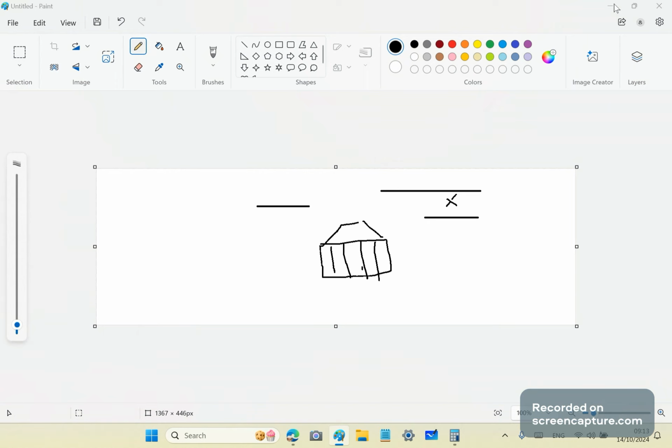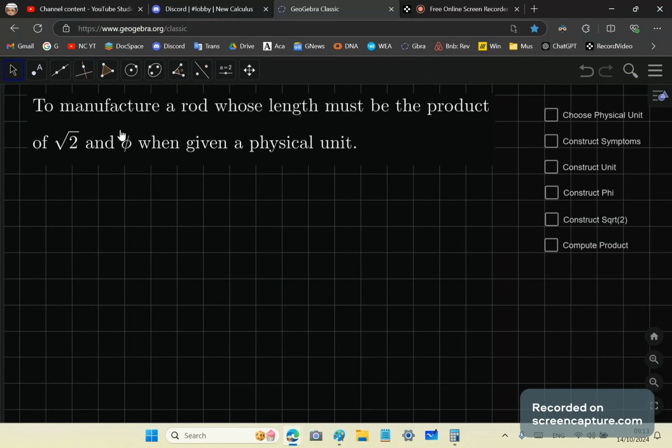So now, let's see how we can manufacture a rod whose length must be the product of the constant root 2 and phi. We're given any physical unit. This is a physical unit. It can be any length we like: 1, 2, 3, anything. Let's just leave it at 2 for the time being. We need to construct the symptoms.